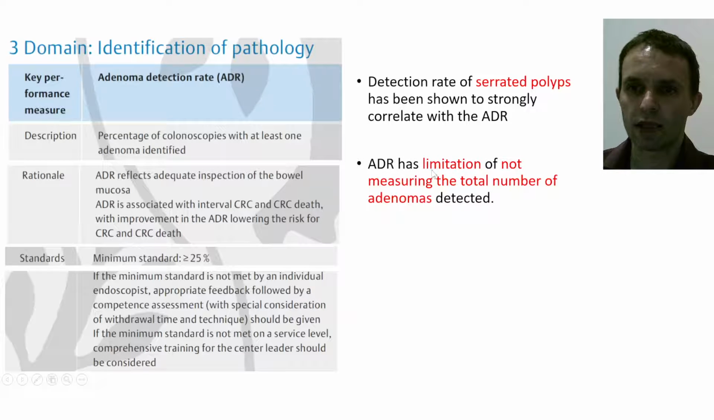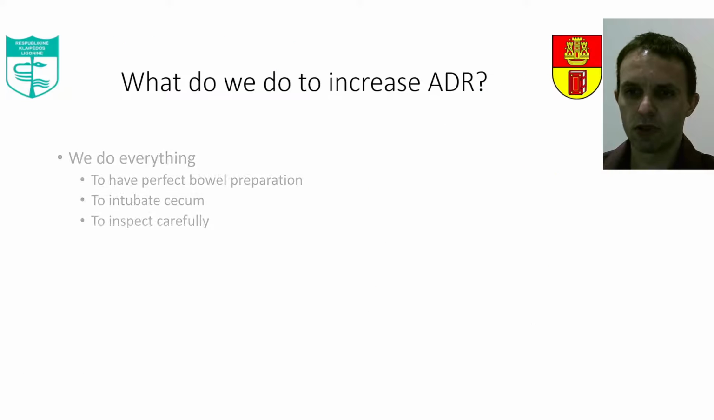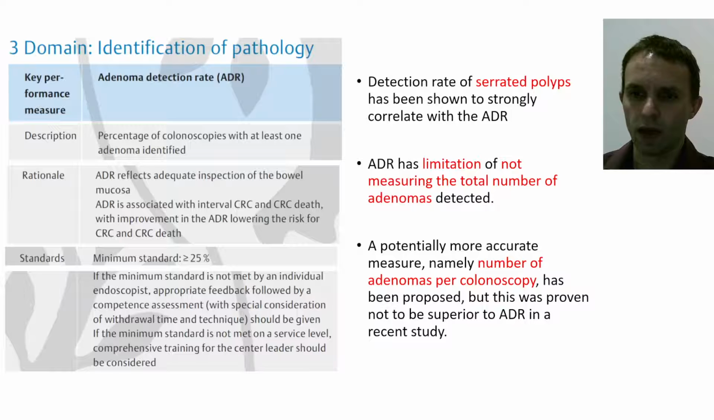ADR actually has the limitation of not measuring the total number of adenomas detected. A potentially more accurate measure, namely the number of adenomas per colonoscopy, has been proposed, but this was proven not to be superior to ADR in a recent study.